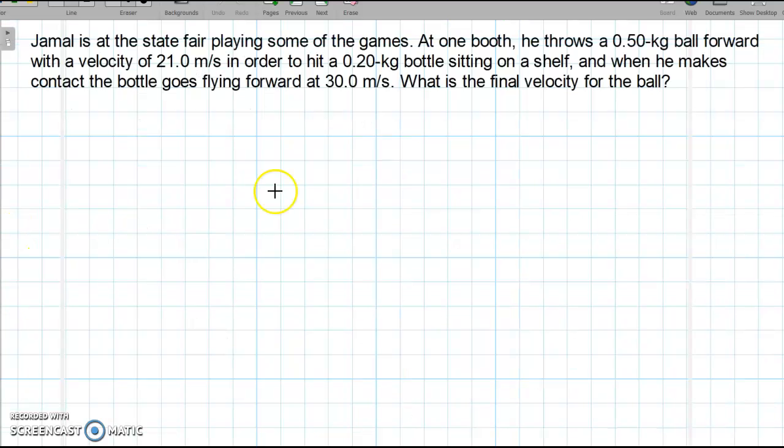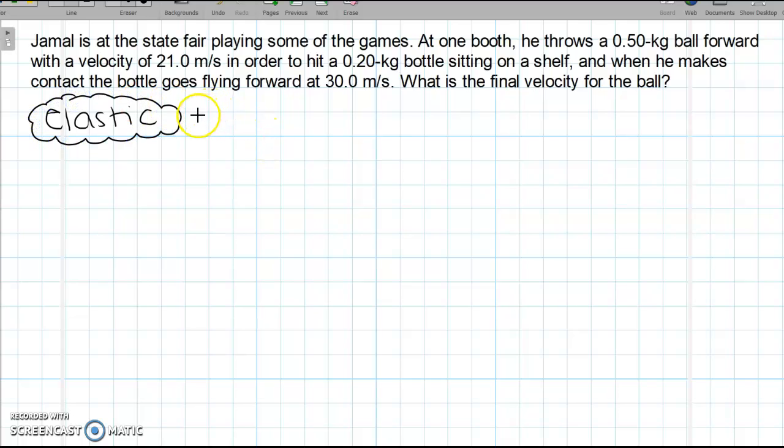All right, moving on to the next one. So Jamal is at a state fair playing some of the games. At one booth, he throws a 0.5 kilogram ball forward with a velocity of 21 meters per second in order to hit a 0.2 kilogram bottle sitting on a shelf. And when he makes contact, the bottle goes flying forward at 30 meters per second. What is the final velocity of the ball? So if you've ever played these games before, you know that this is an elastic collision because the bottle and the ball do not come together at the end.